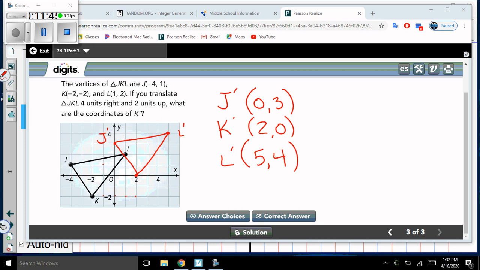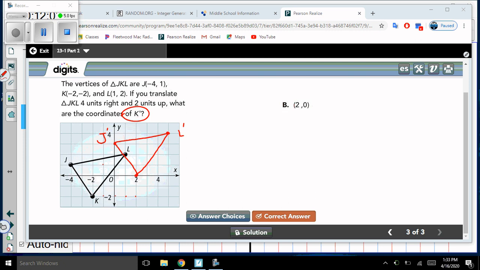Let's see if that in fact is correct. It asks what the coordinates of K prime are, and so (2, 0) is our answer, which obviously matches up with that. All right, let's move on to part 3, finishing this up. It should be right about the 15-minute mark when we close this down or thereabouts.